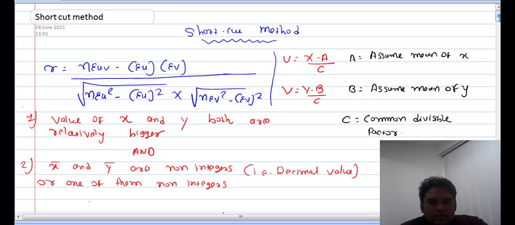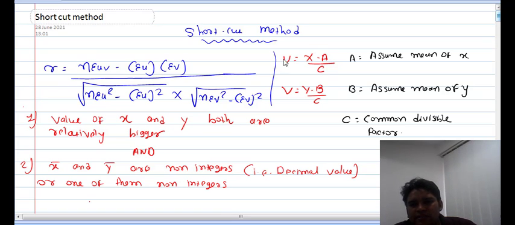Now let us take the shortcut method of the Karl Pearson product moment method. This is the third method. Now r is equal to n sigma uv minus sigma u sigma v, square root of n sigma u square minus sigma u whole square into n sigma v square minus sigma v whole square under root. Now you can see here x will become u and y will become v, right? So there is x and y given in the questions and we have to convert the x into the u and we have to convert the y into the v.